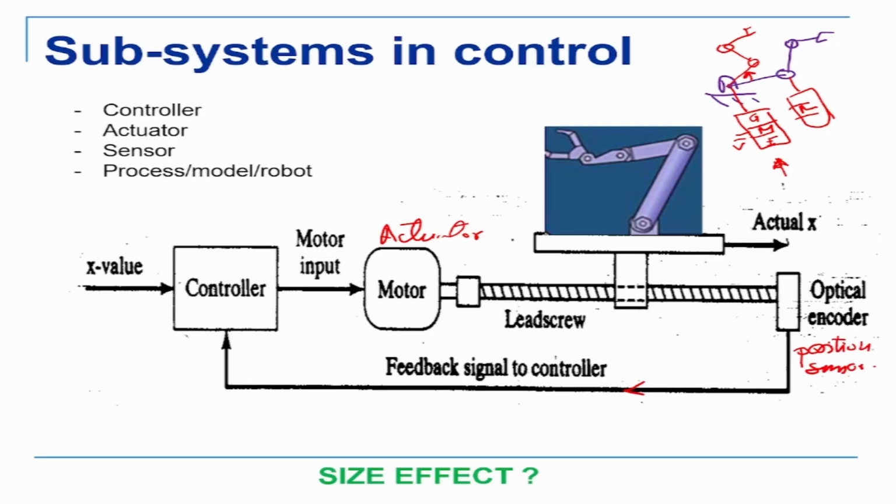Whatever is the desired position, I'm going to give as input here. This is my theta desired. The controller will see what is the present position, which is theta present. Then it will do theta desired minus theta present, find the difference or the error, and then give it to the motor. The motor will rotate, and this will move.